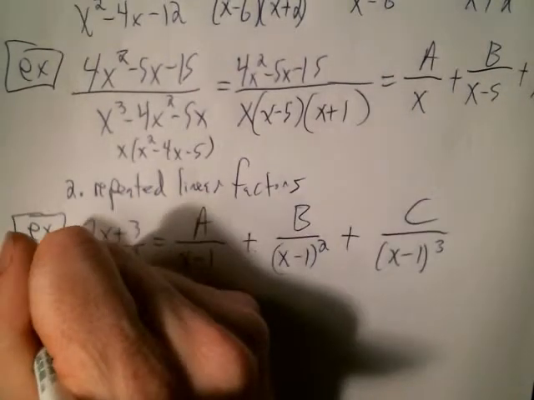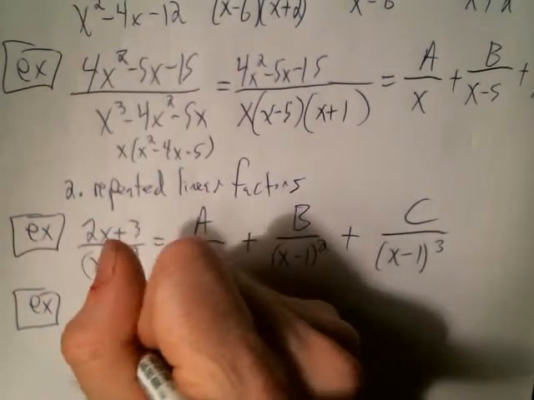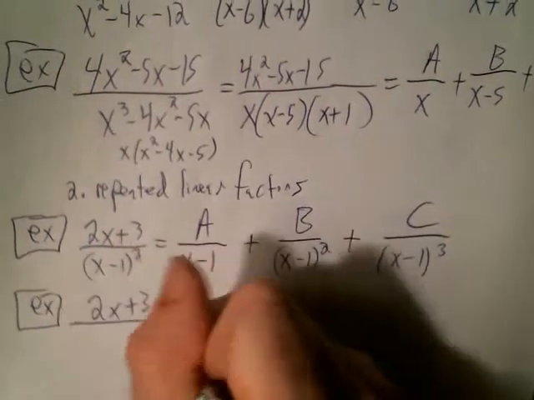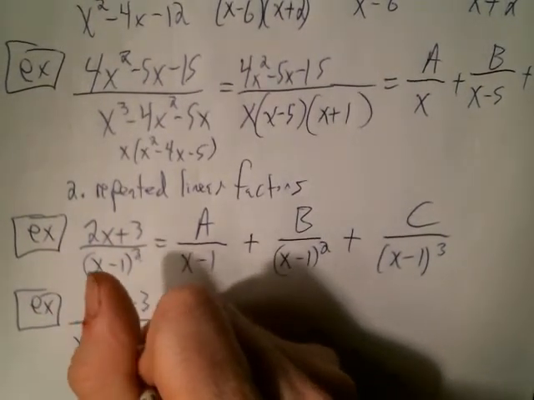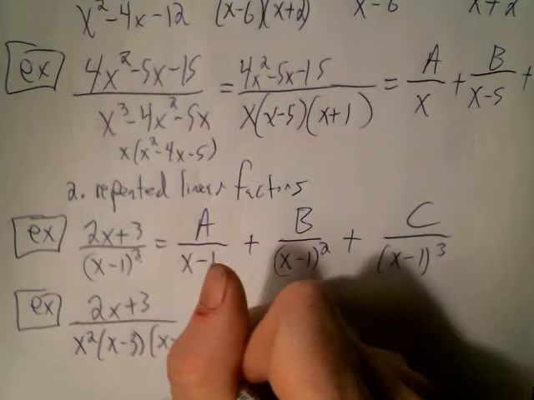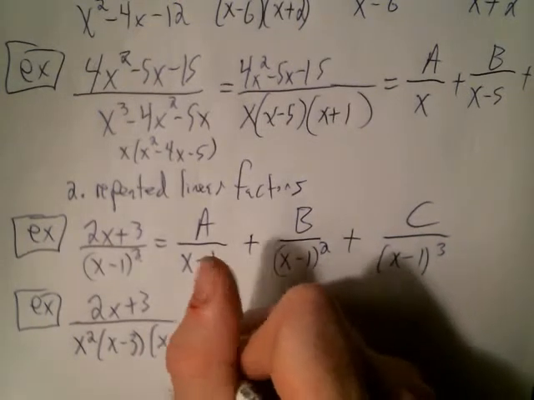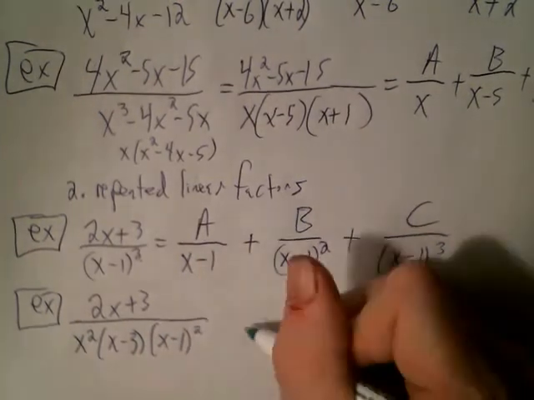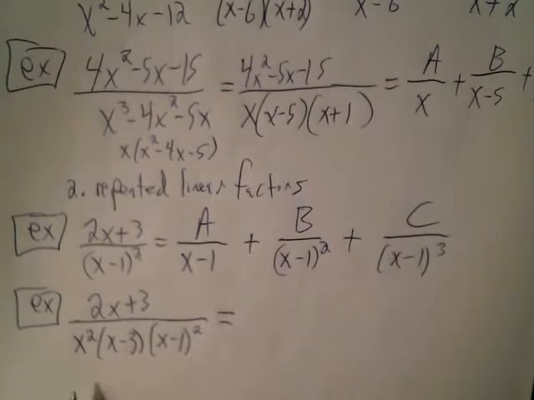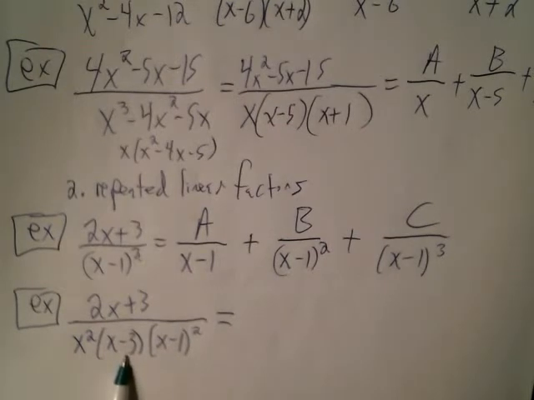So one more example. 2x plus 3 in the numerator again. x squared times x minus 3 times x minus 1 squared. So in the denominator, there are 2 factors of x, so I need 2 fractions, 1 factor of x minus 3, so 1 fraction, and then 2 more fractions for this repeated linear.